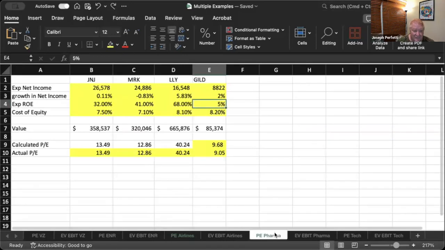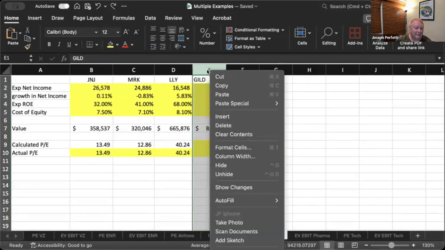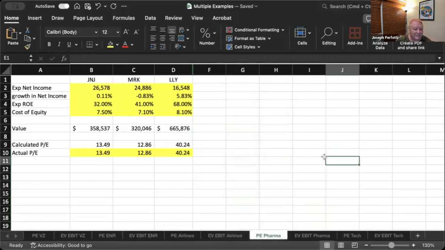Let's look at PE in another industry. Here is pharmaceuticals. I didn't finish this one, so I'm going to hide this. Look at these three companies: Johnson & Johnson, Merck, Lilly. Why is Johnson & Johnson, column B, trading at a discount to Eli Lilly in column D? Why is Johnson & Johnson trading at a premium to Merck in column C? Okay, so let's do Johnson & Johnson against Merck. Why is the PE at J&J higher?